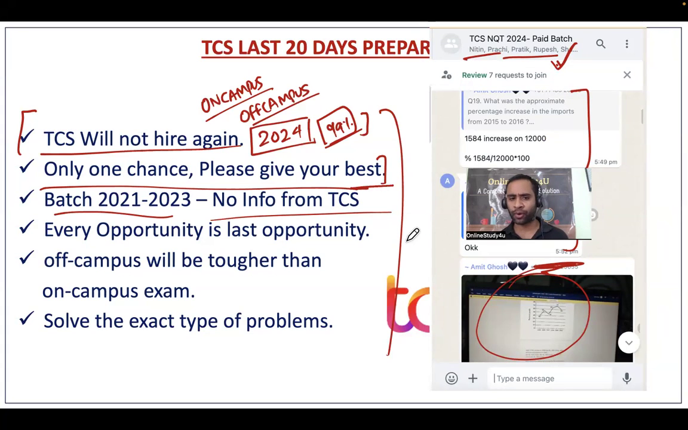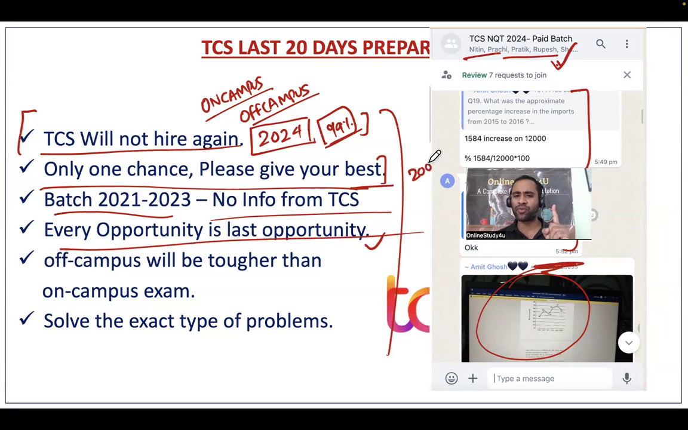TCS has not told that they're going to hire candidates, right? So friends, in that case, you cannot say that TCS will be hiring till 2023. So even a single opportunity, you have to assume that it is the last opportunity. Many of the students are telling, sir, I will prepare from YouTube videos, I will prepare from here, I will prepare from there. See, only one opportunity.